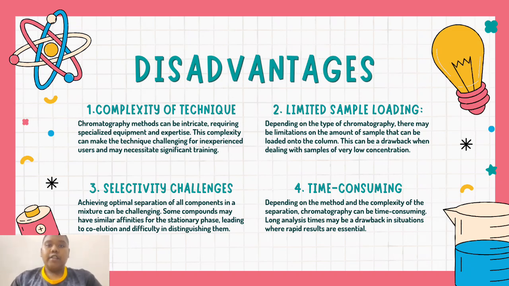So the third one is selectivity challenge. Achieving optimal separation of all components in a mixture can be challenging. Some compounds may have similar affinities for the stationary phase, leading to co-elution and difficulty in distinguishing them.